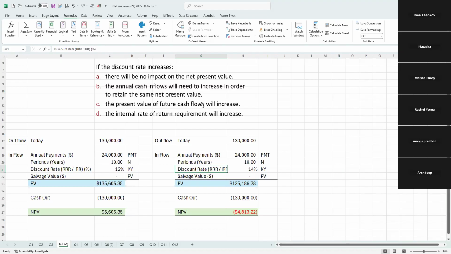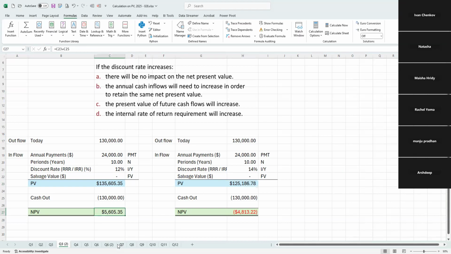Okay. Present value, the future cash flow will increase? No, the present value actually going down, right? When we increase the discount rate, the present value goes down. So which one is the logical? B. The annual cash inflow will need to increase in order to retain the same net present value.